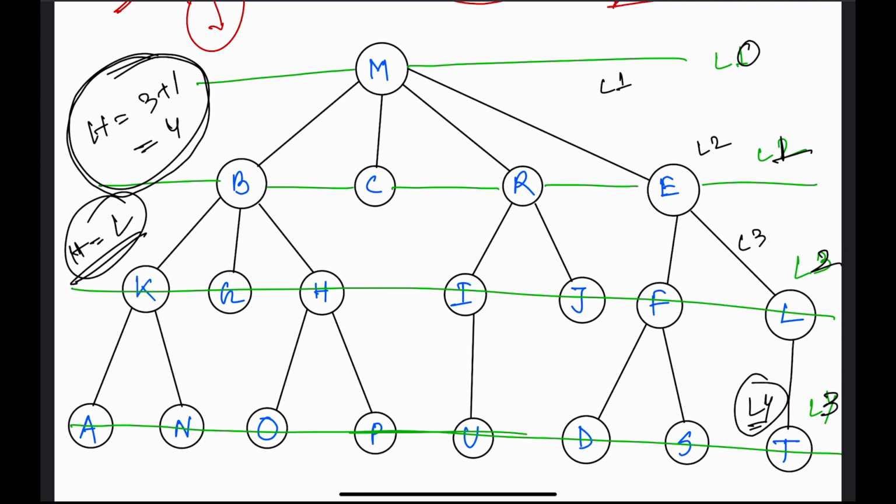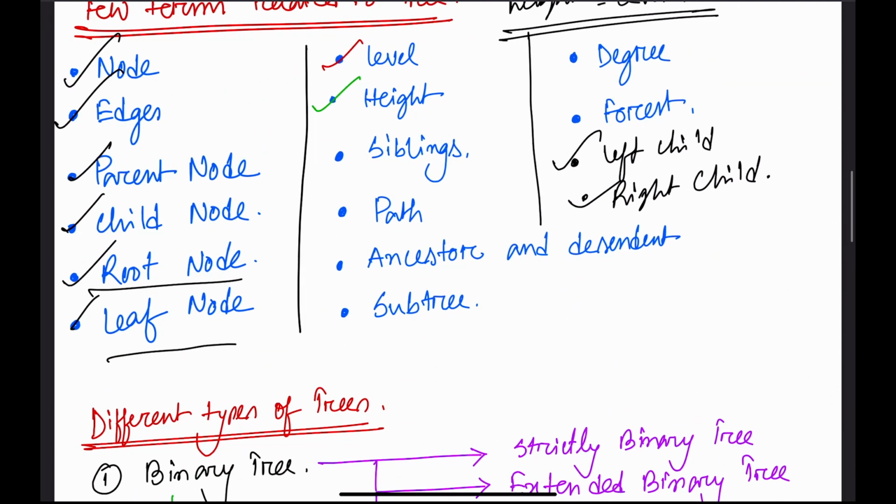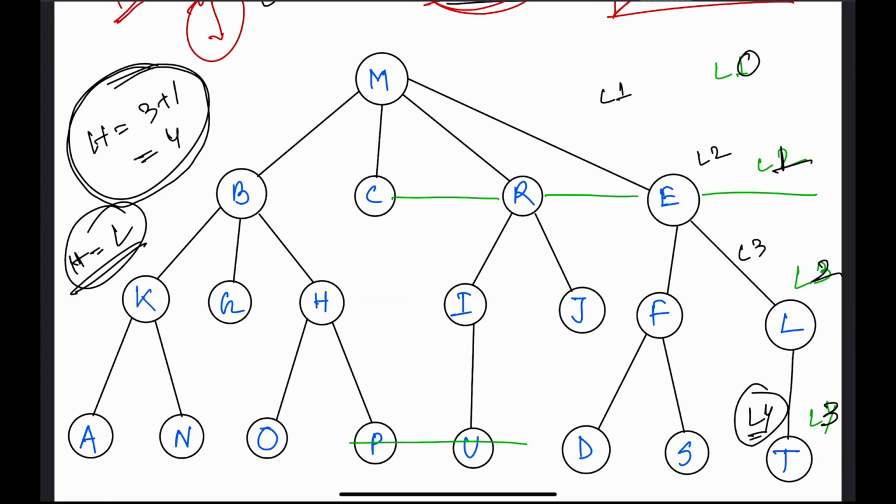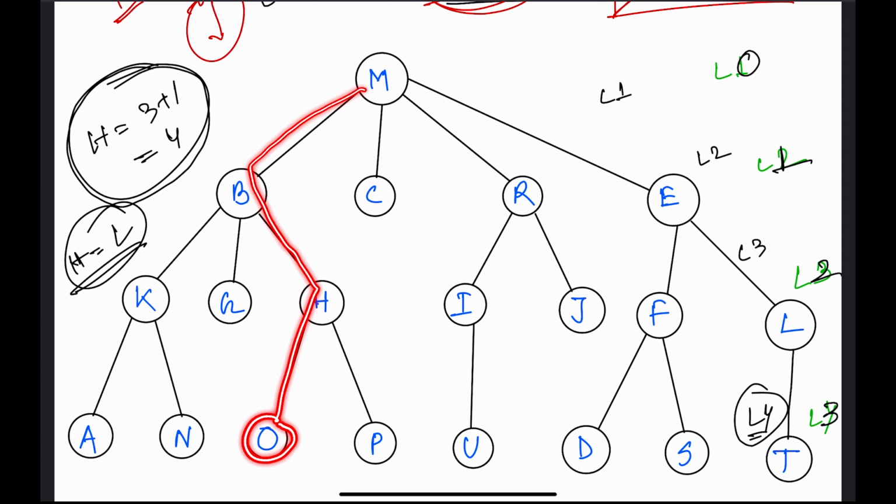Okay, path. Now what is a path? We talked about siblings, now we will talk about path. What exactly is a path? For example, this is the node. A path is a way to reach your root node. So this is the path.